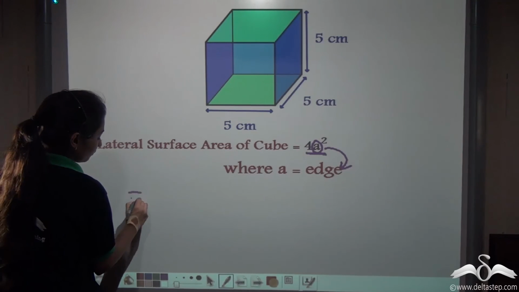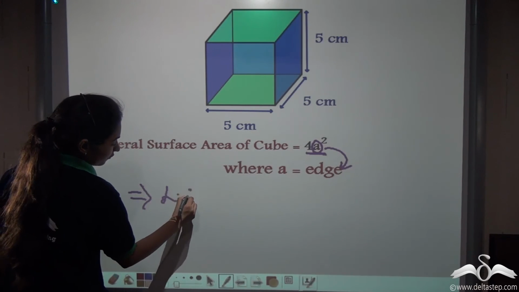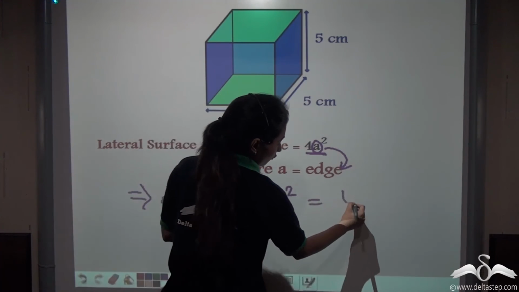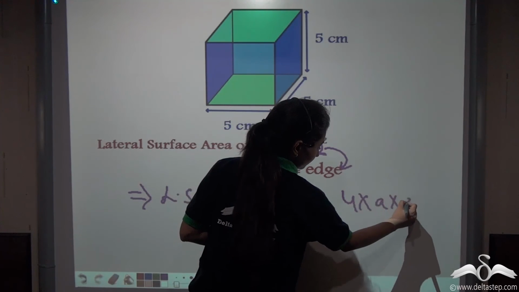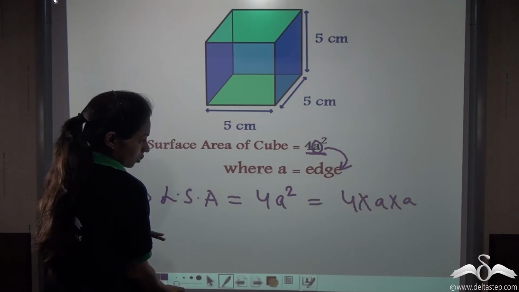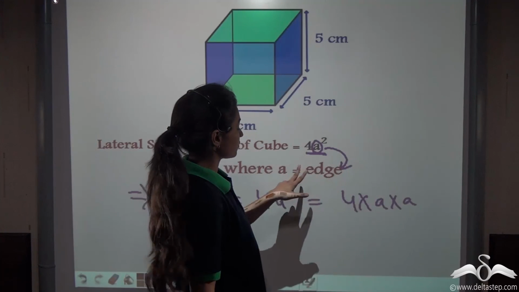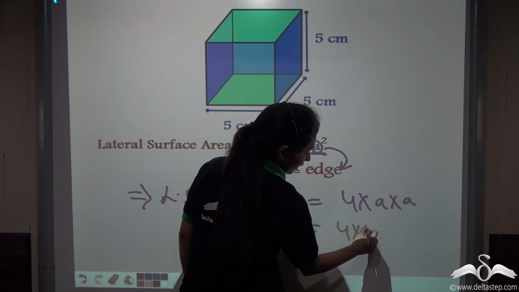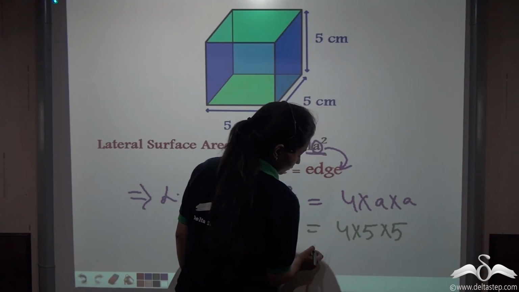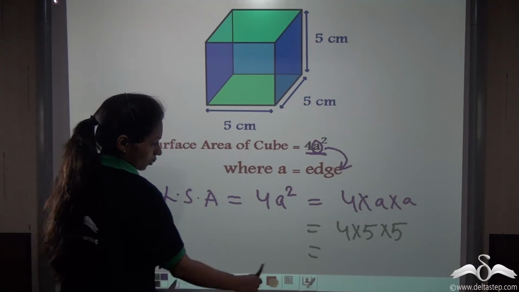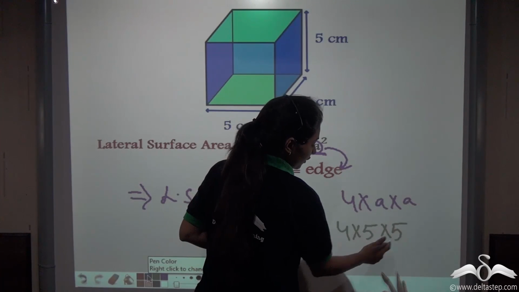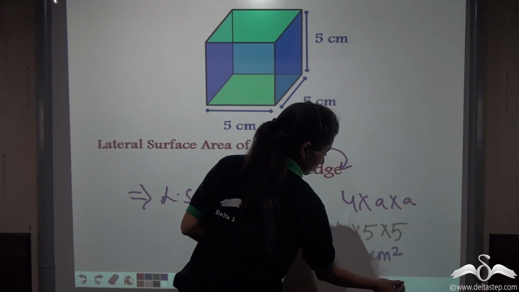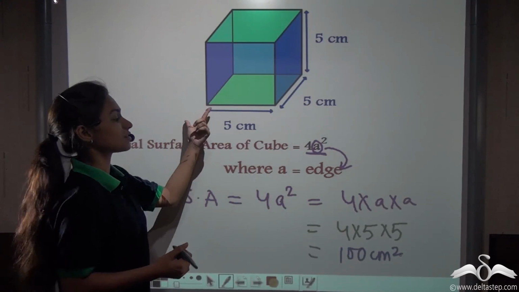So let's calculate. So lateral surface area of this cube is what? 4a square, or 4 into a into a. Now instead of a, we substitute the edge, that is 5 centimeter. So 4 into 5 into 5, we get it as 4 5s are 20. 20 into 5 we get 100. So 100 centimeter square. So this is the lateral surface area of this cube.